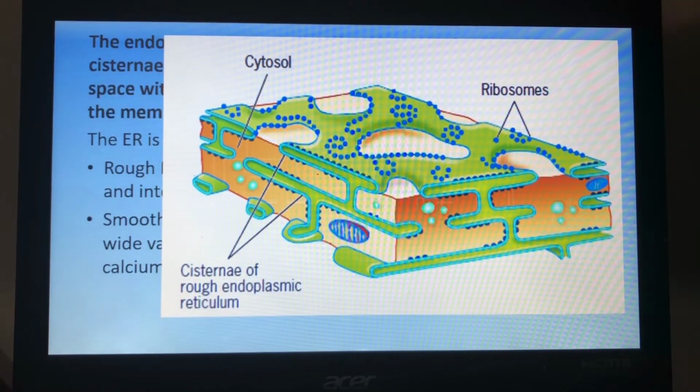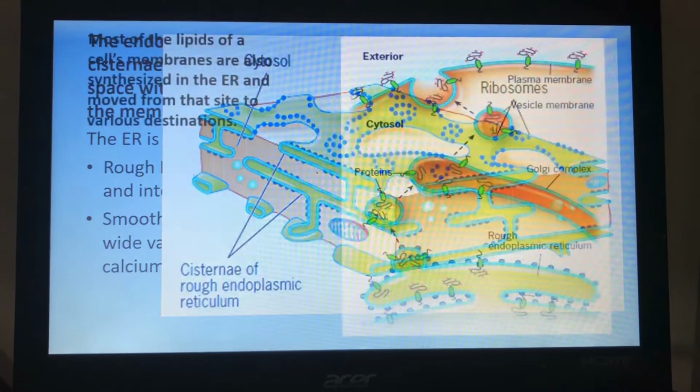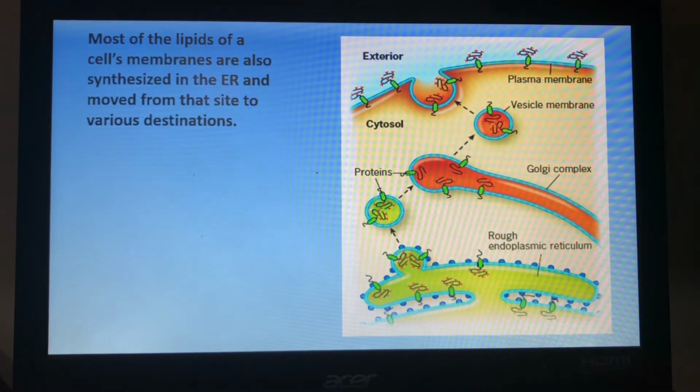This picture is a schematic diagram showing the stacks of flattened cisternae that make up the rough ER. The cytosolic surface of the ER membrane contains bound ribosomes, which gives the cisternae their rough appearance. Most of the lipids of a cell's membranes are also synthesized in the endoplasmic reticulum and moved from the site to various destinations.